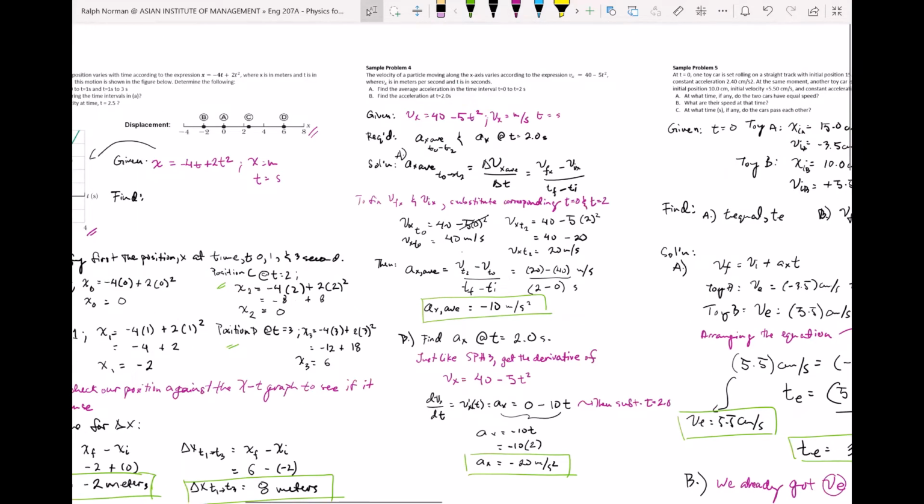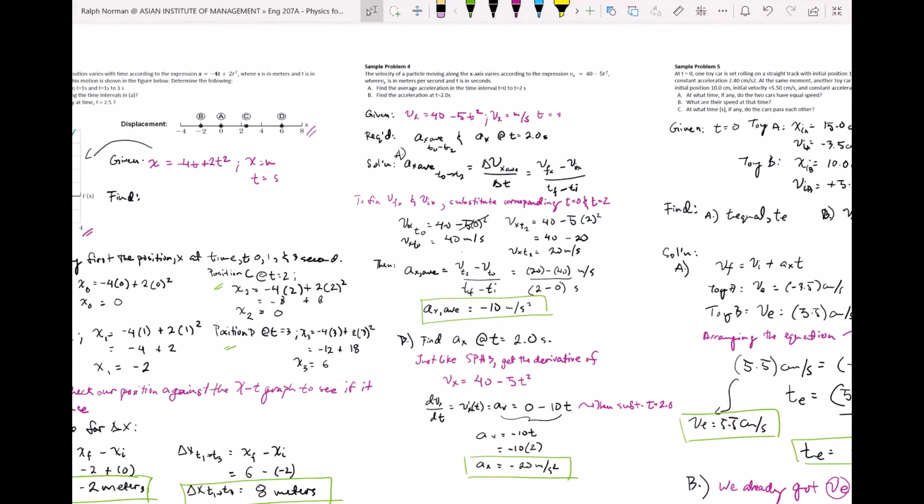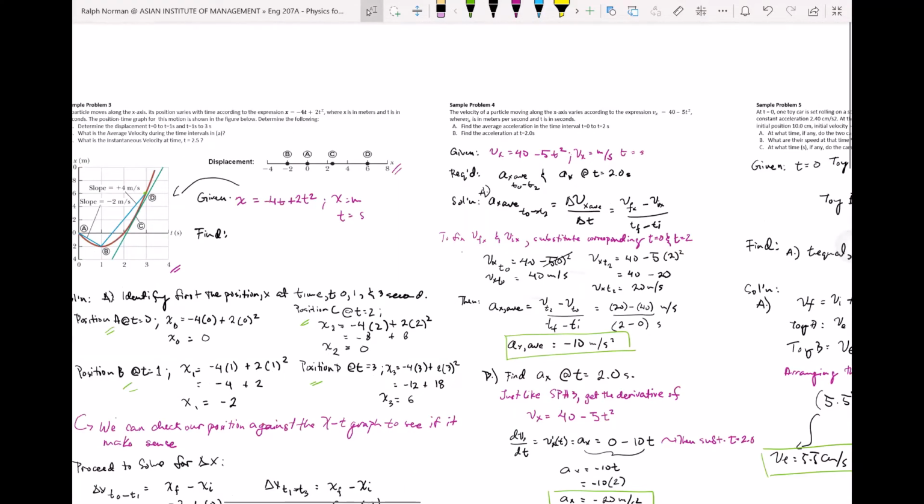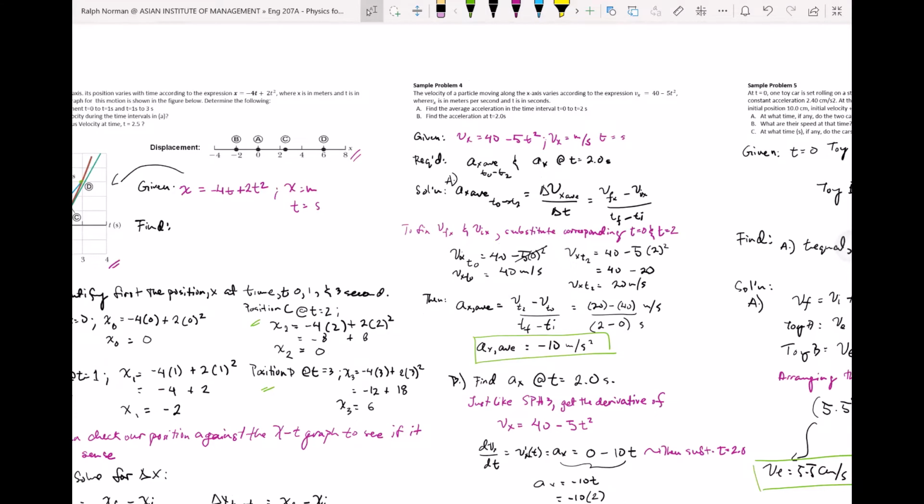All right, it's kind of cramped, but we'll make do. So, there we go.